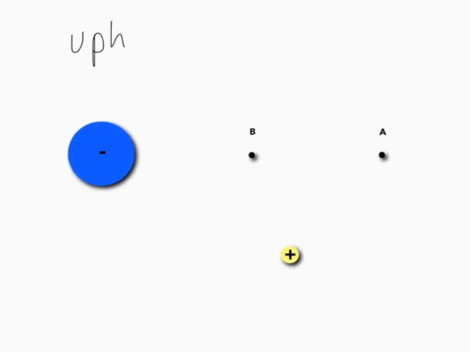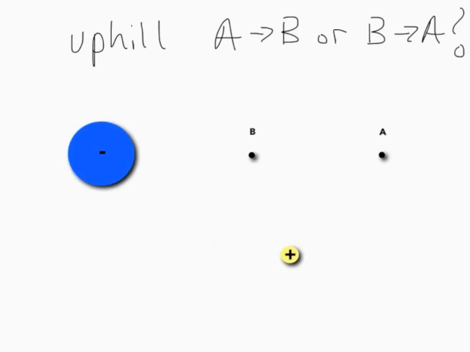All right, now let's suppose we have a negative charge at the center and we have a positive test charge. And the question is, if we're going from A to B, is that uphill, or is uphill going from B to A? All right, keeping in mind that these are unlike charges, what do you think the answer is? If I go from A to B, would that be like going uphill in the gravitational analogy? Or is going from B to A like going uphill in the gravitational analogy?